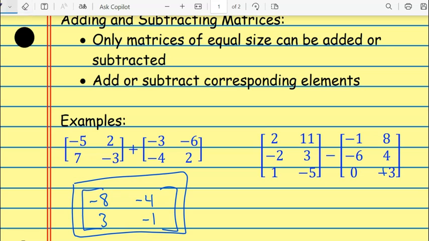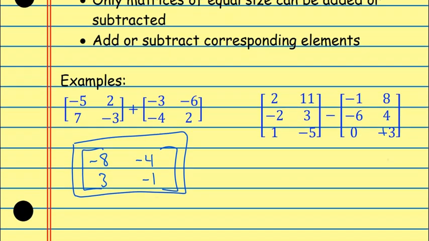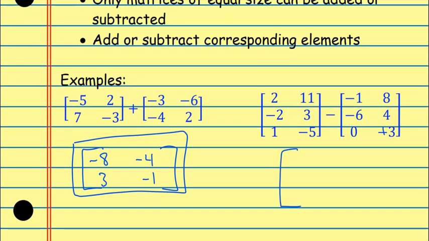Or we can just look at these and say, hey, let's just subtract the things that are in the same position. Again, these matrices are the same size, so I'm going to get another 3 by 2 matrix. I add things that are in the same position, or subtract things in the same position this time. So 2 minus a -1, that's a +3. The next one's 11 minus the 8, which is also a 3. Here, the -2 minus the -6, that's a +4.